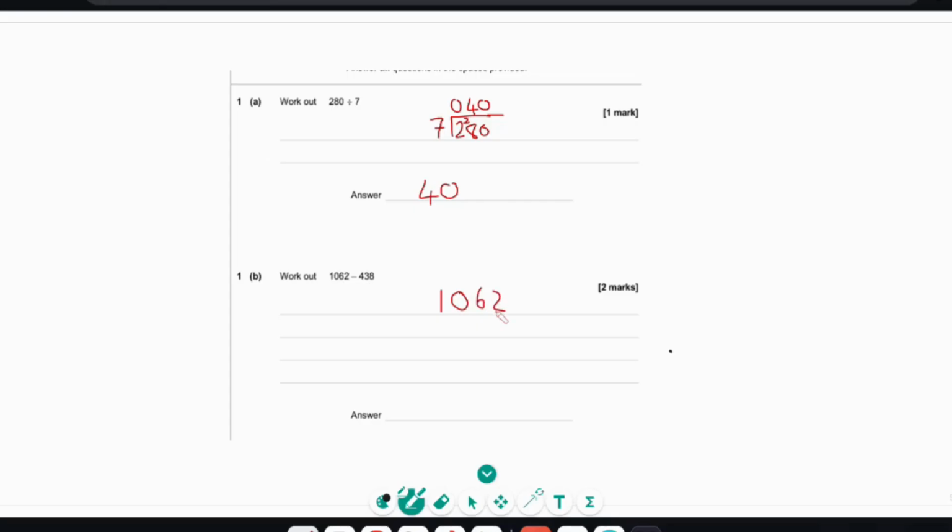Work out 1062 subtract 438. I am going to use the subtraction method. 2 take away 8 you can't do, knock and borrow. 12 take away 8 is 4, 5 take away 3 is 2, 0 take away 4 you cannot do, knock and borrow. 10 take away 4 is 6. The answer is 624.